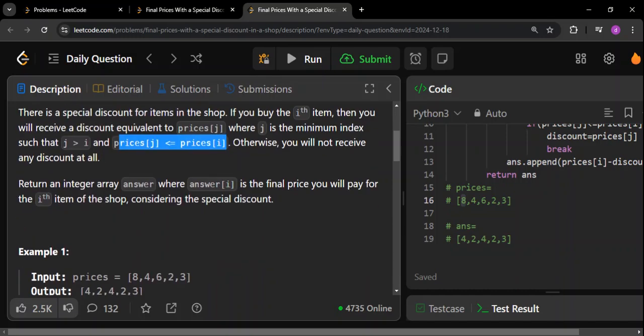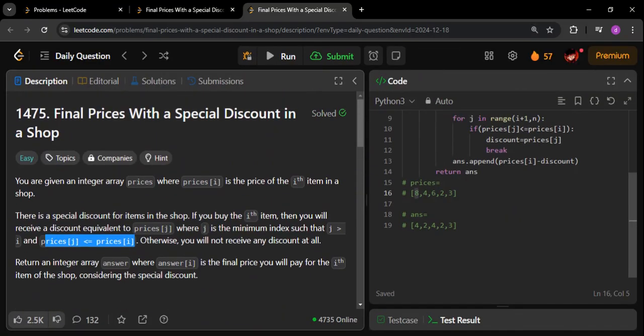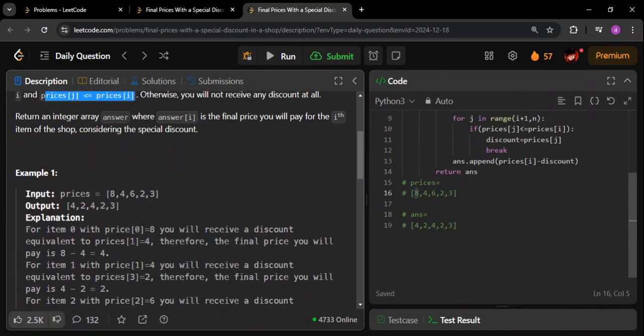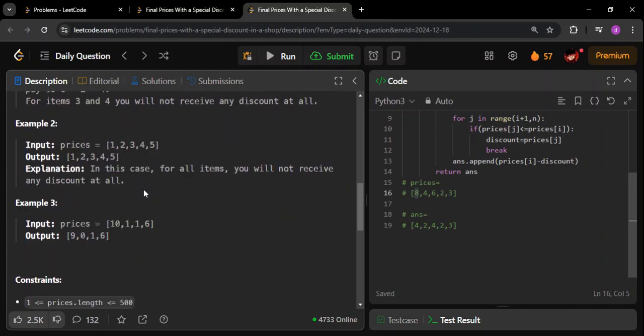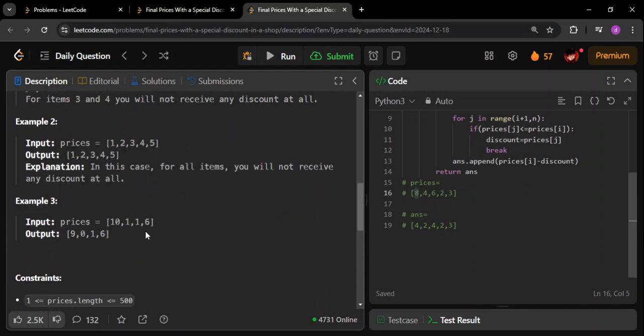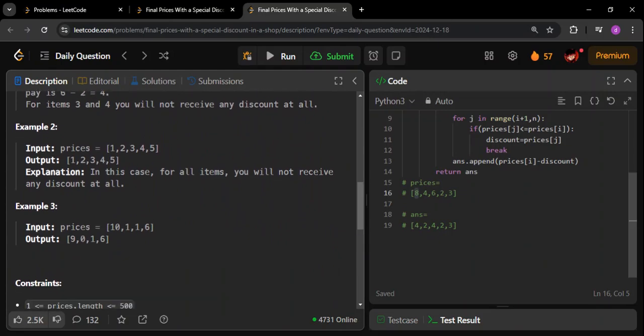So I will not spend much time here because this is an easy question. If you have not understood this now, don't worry, I will give the link in the description. Go to the question, see it once, see the example once. I will discuss the first example. There are two more examples, so go and check those. Take a pen and paper, trace it out. It's very simple, thus I'm not spending much time here.